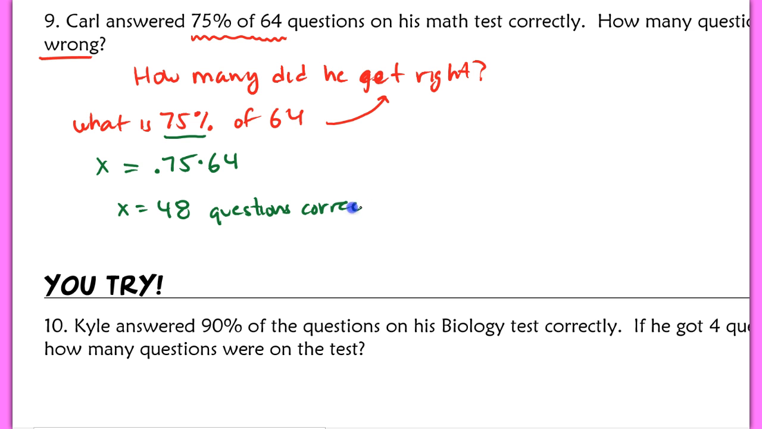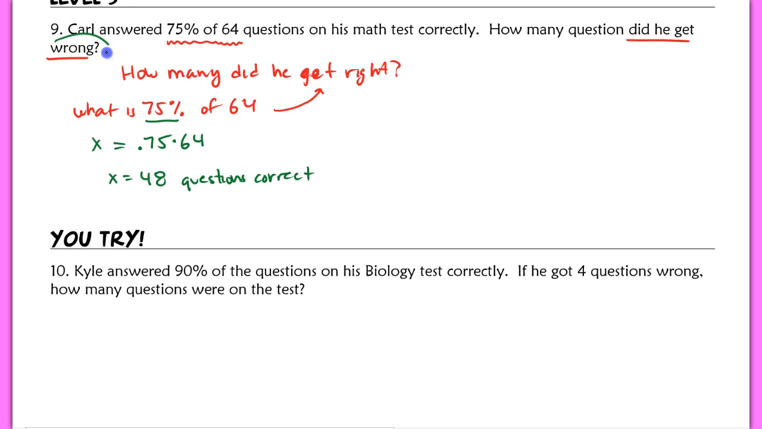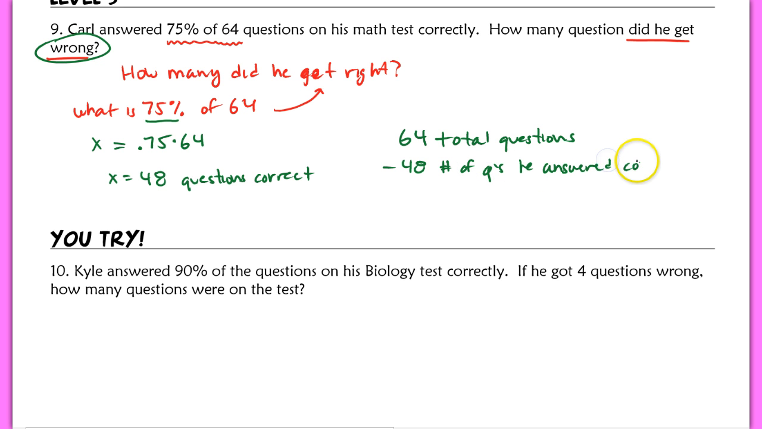Now, the original problem says how many questions did he get wrong? Okay, I want to know how many he got wrong. So we're going to take the original 64, and we will subtract the number that he got right. So this is the number of questions he answered correctly. And if we subtract those two numbers, we're going to get a total of 16. So he got 16 problems wrong.